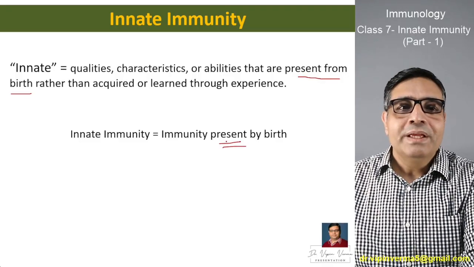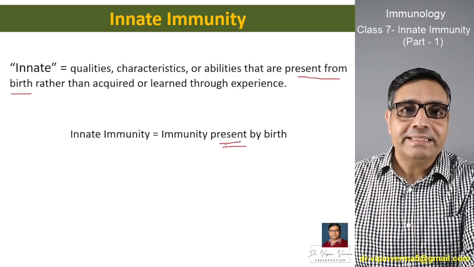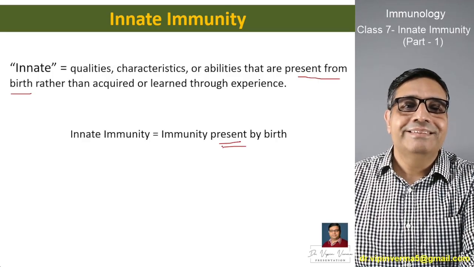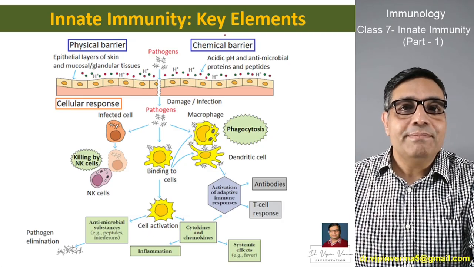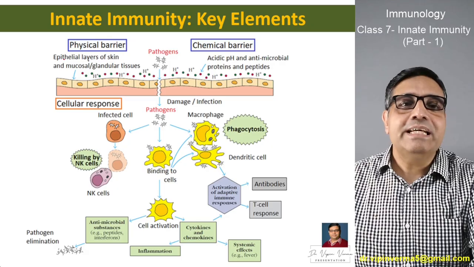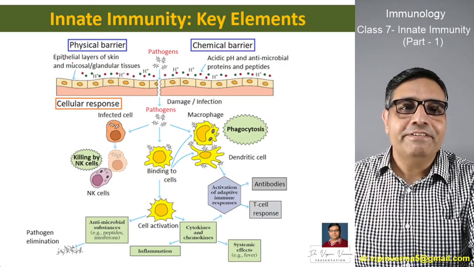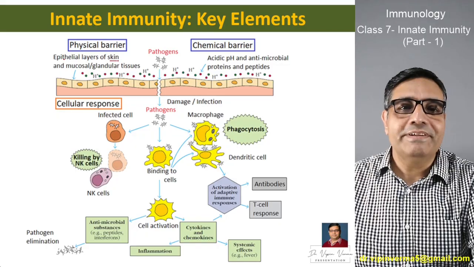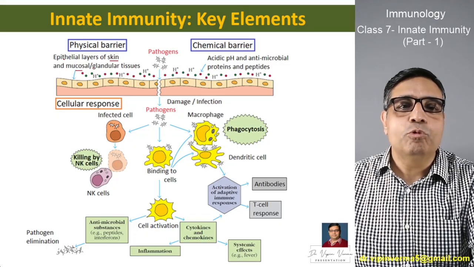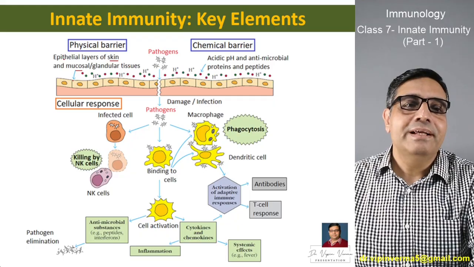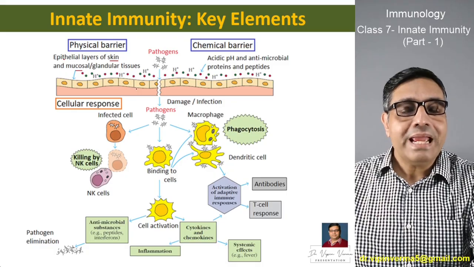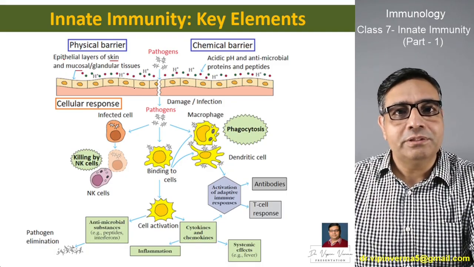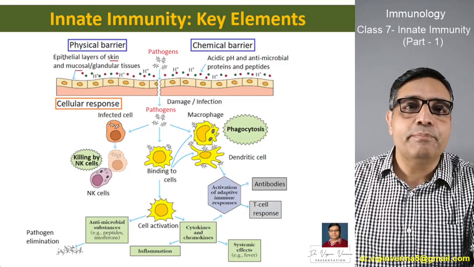Innate immunity is the immunity which is present by birth. Remember this. Now let us see the key elements of innate immunity. What are the key elements? We have the barriers, and these are the physical barriers. We have the epithelial layers of skin, so the skin is a barrier, and then we have the mucosa or the glandular tissue. These barriers do not allow any foreign particle or pathogen to enter our body unless and until there is a breach.